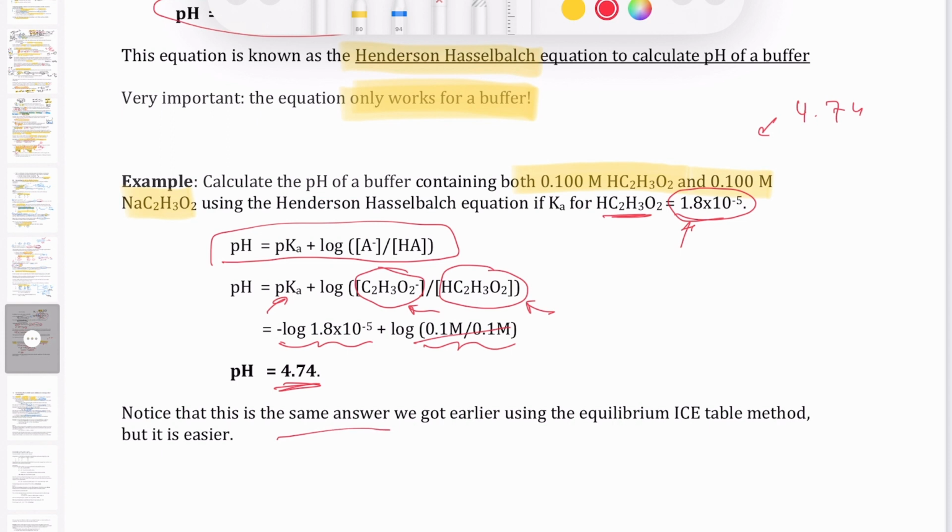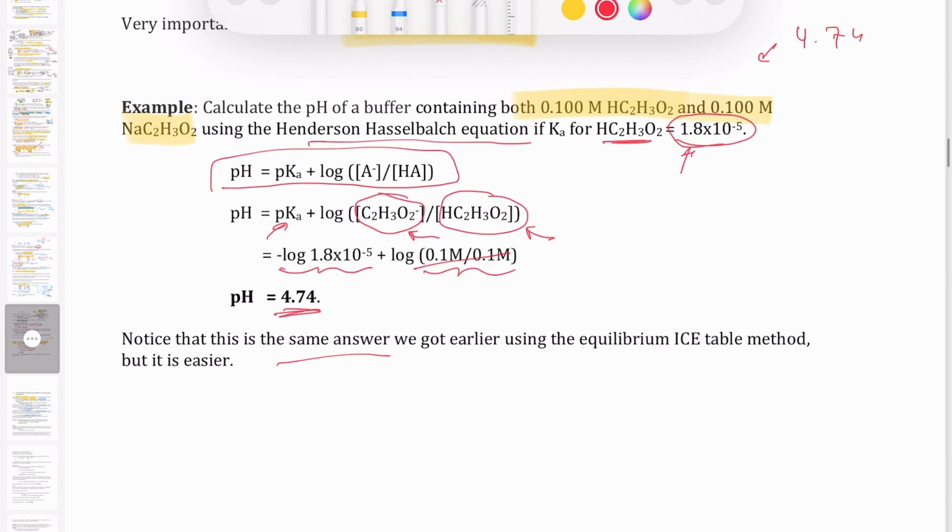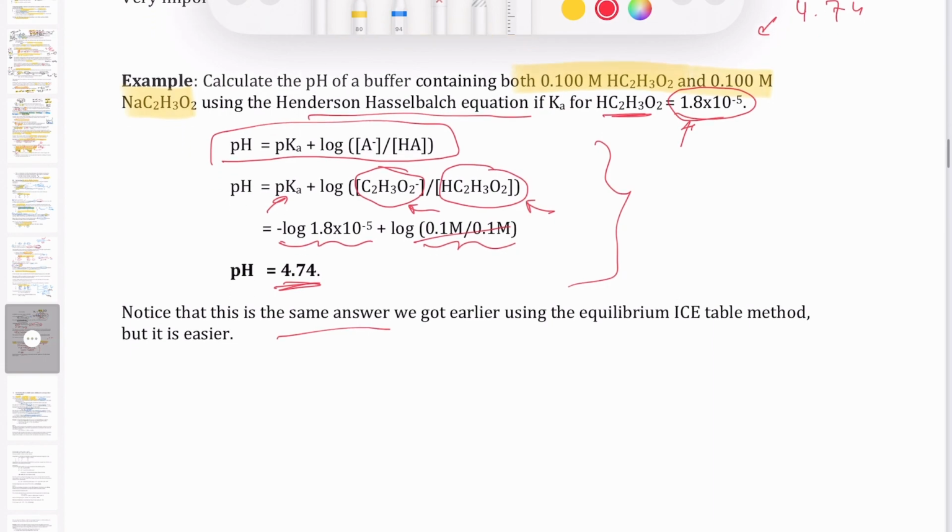It's the same answer, whether we use that ICE table approach with either the weak acid or the weak base reaction, or if we use the Henderson-Hasselbalch equation, we get the same exact answer. But people like this because you can see that it's a much shorter route to get to your answer, just plugging in some numbers into a formula.